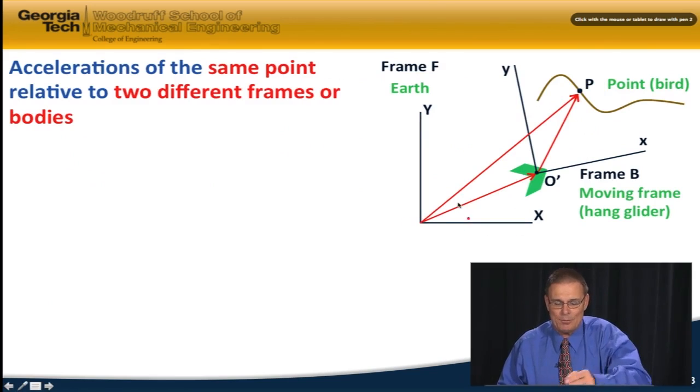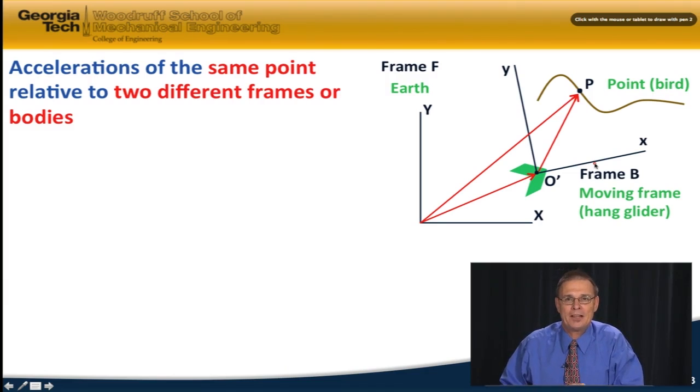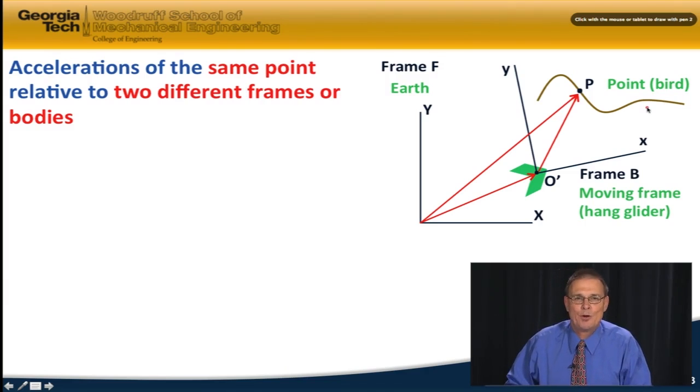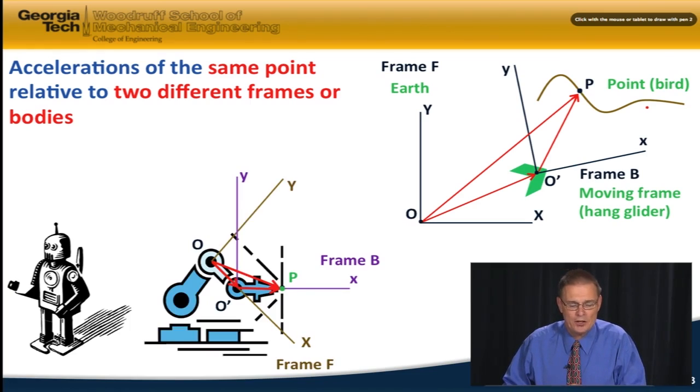One of our reference frames was perhaps the Earth. Another reference frame was me flying around in my hang glider, and we're looking at the same point, or maybe perhaps a bird flying, from the vantage point of the two different reference frames. Now we're going to also look at acceleration.